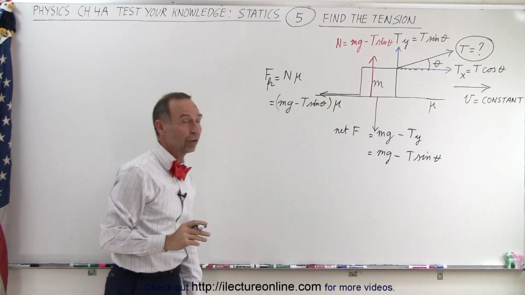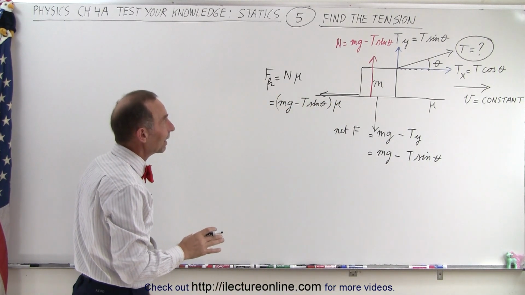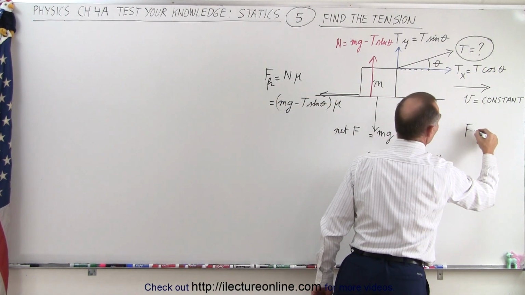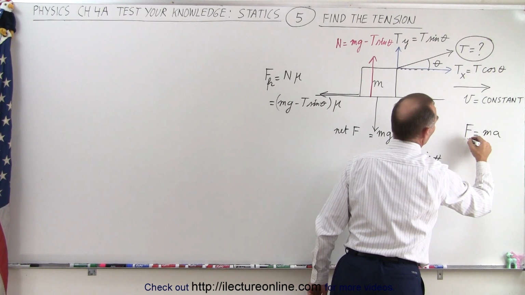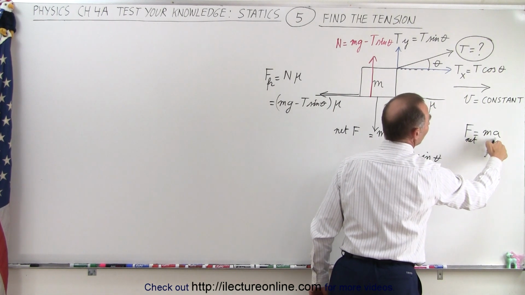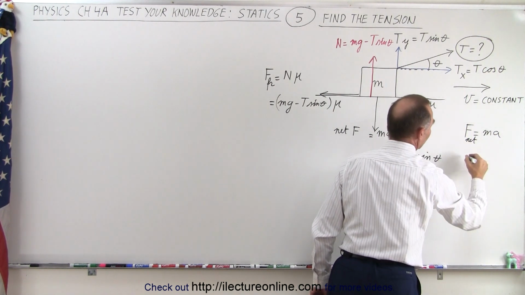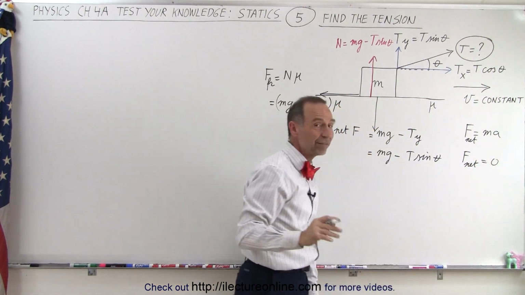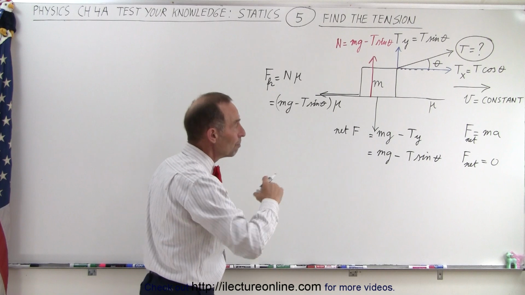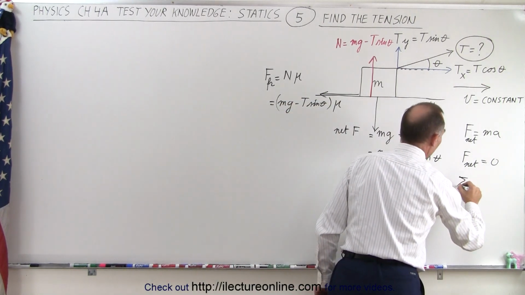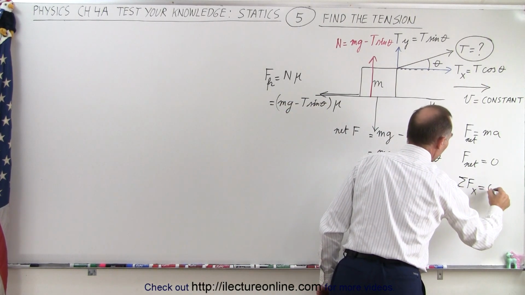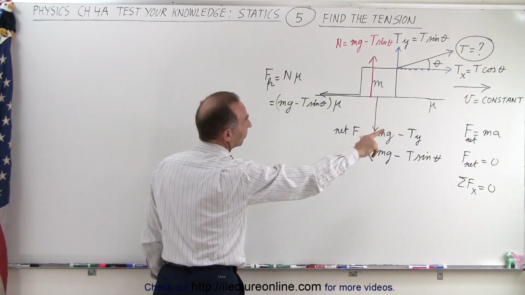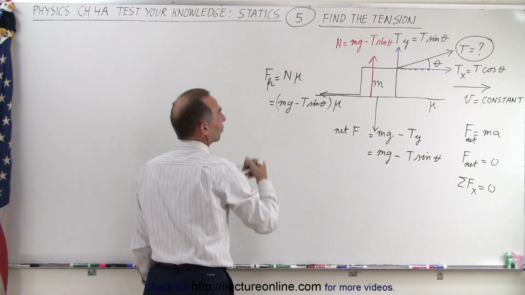That's the friction force. And then, of course, we can say that if we have a constant velocity to the right, where F equals ma, this will be the net force. And since a is equal to 0, because the velocity is constant, we then say that F net is equal to 0, which means that all the forces in the x direction must add up to 0. In this case, the force to the right plus the force to the left adds up to 0.